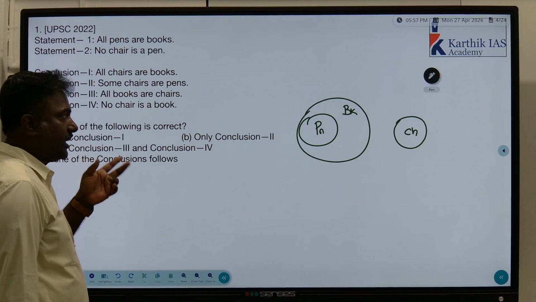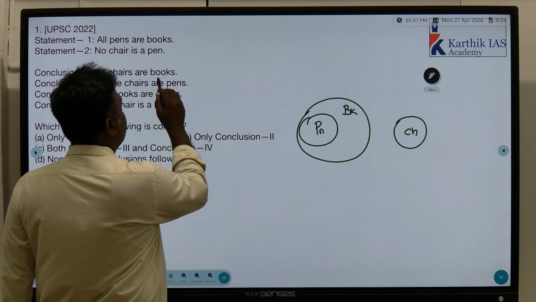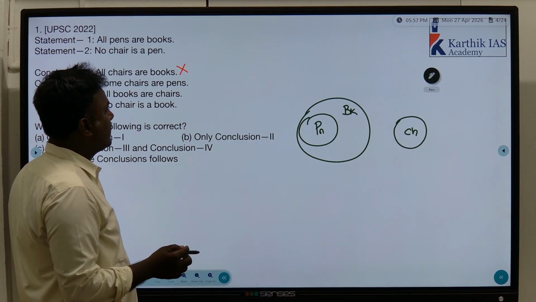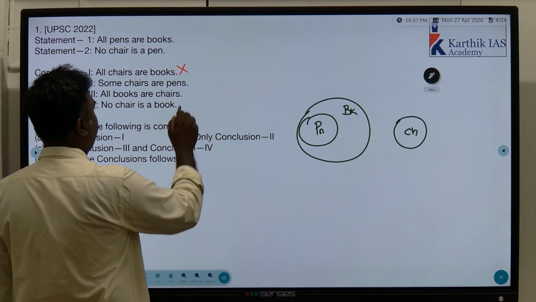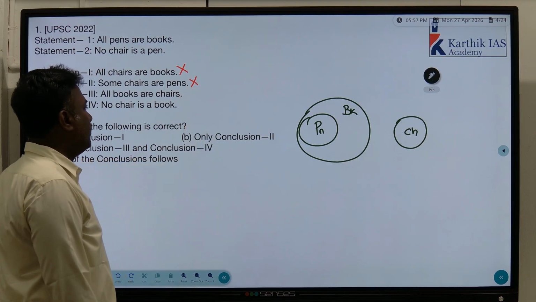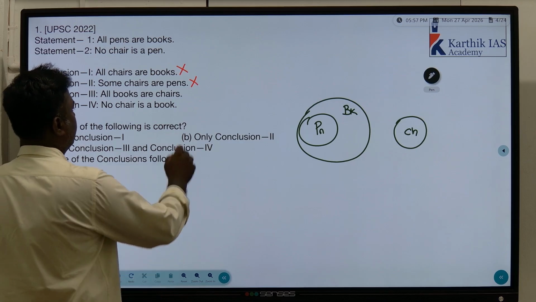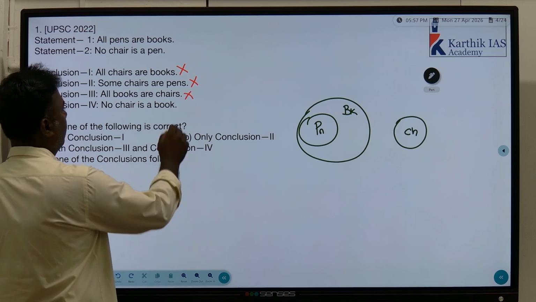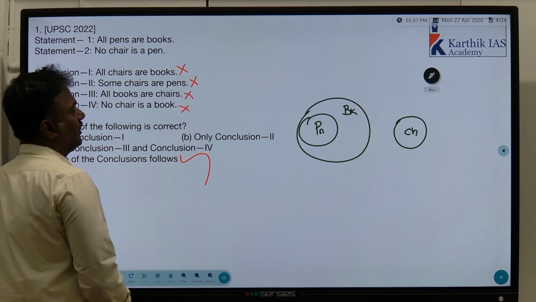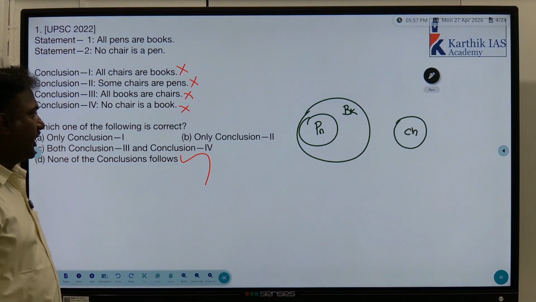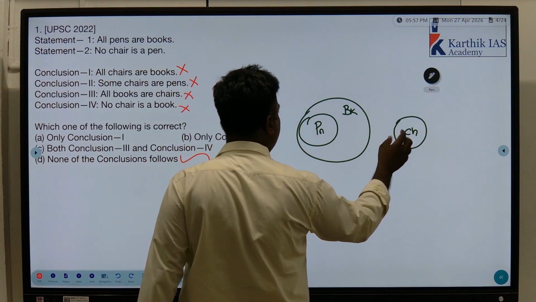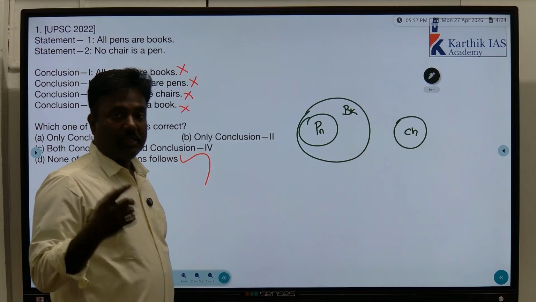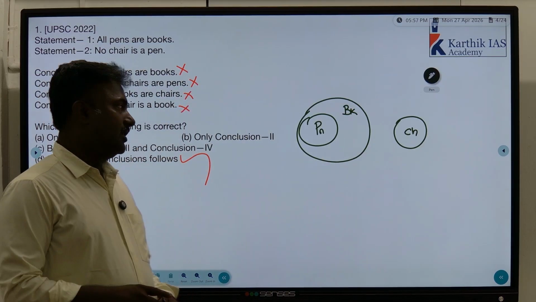All chairs are books. That is possible. If they mention it's a possibility, it means it is possible. It is not always true. Understand? Some chairs are pens. Definitely not, no chair is a pen. Then all books are chairs. That is also not possible. No chair is a book. That is also not possible. It may overlap. Understand? So none of the conclusions follow. If I draw chairs here, it looks like no chair is a book, but if I draw a chair here, that you also have to draw. Keep this in mind while solving through Venn diagram.